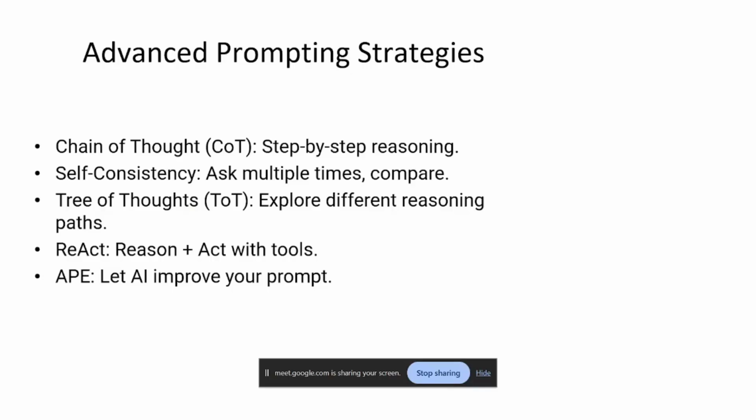Then we have now tree of thoughts, and then we have React, and then we have APE. APE is where you let an AI improve your prompt. Is using an AI to write a prompt for you. All these things we are discussing here, we are going to see when we dive into practicals.